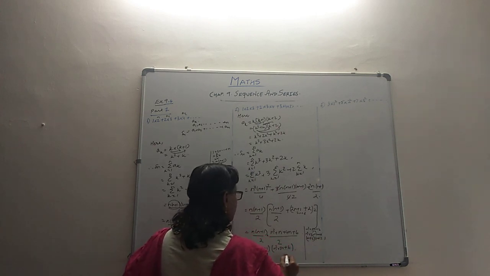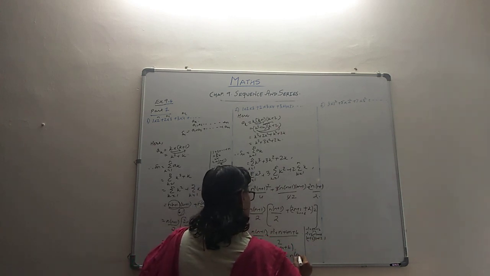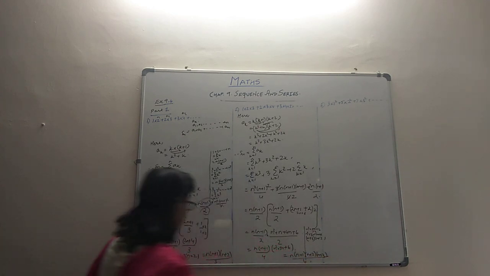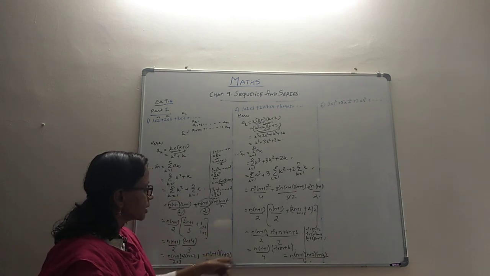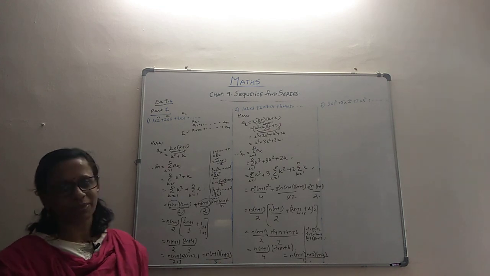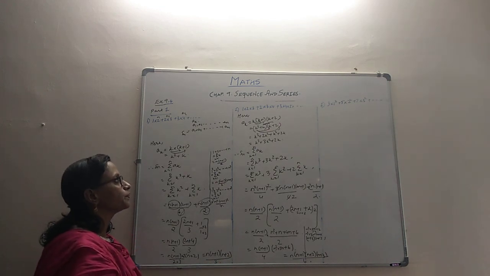So you could have this finally as n into n plus 1 into n plus 2 into n plus 3 by 4. Just one step ahead, just check n into n plus 1, n plus 2 by 3, and here n into n plus 1, n plus 2, that n plus 3 term is extra and 3 is replaced by 4, almost like that way.